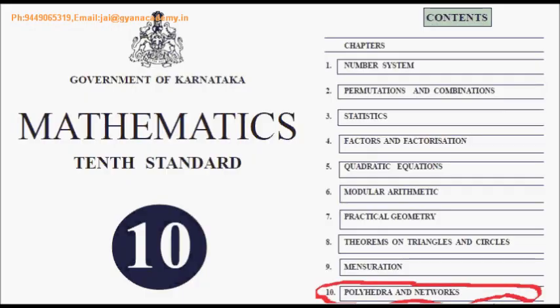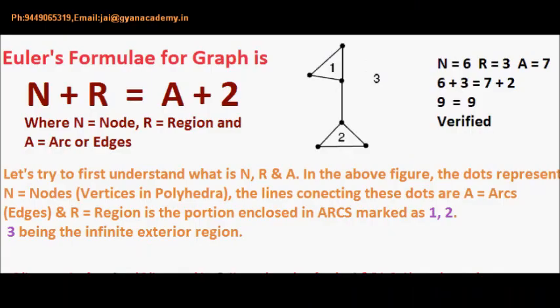We have already discussed Euler's formula for polyhedra. Now we are discussing Euler's formula for graphs, which is a part of the SSLC 10th standard mathematics last chapter, Polyhedra and Networks. Euler's formula for graphs is n plus r is equal to a plus 2, where n is nodes, r is regions and a is arcs. Let's try to understand what NRA is.